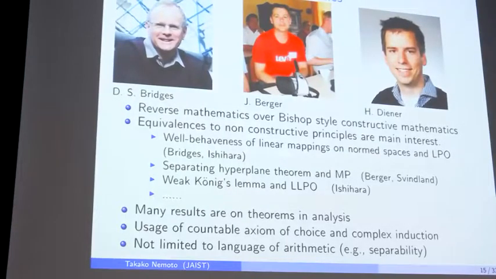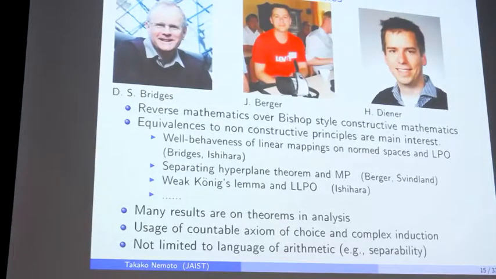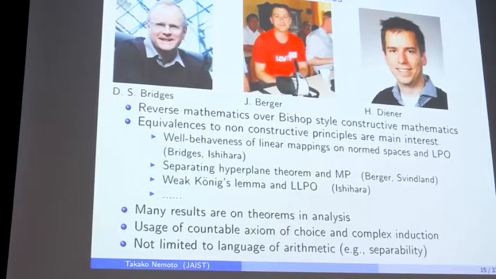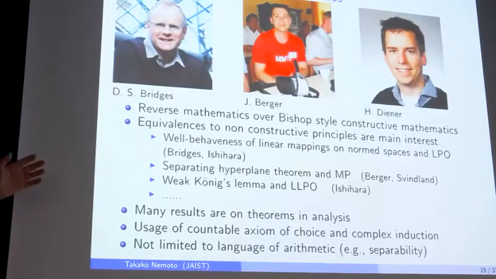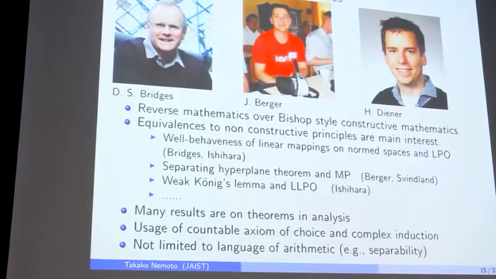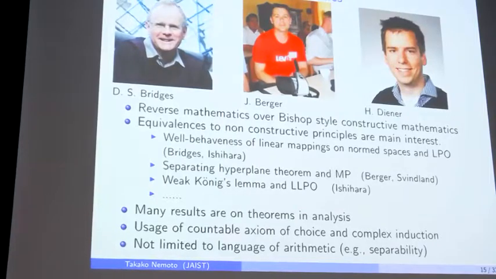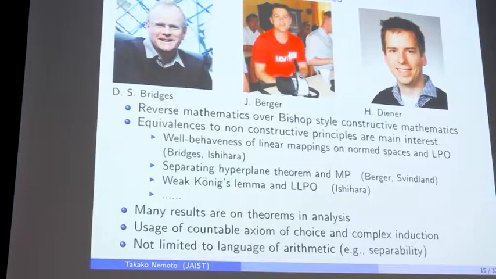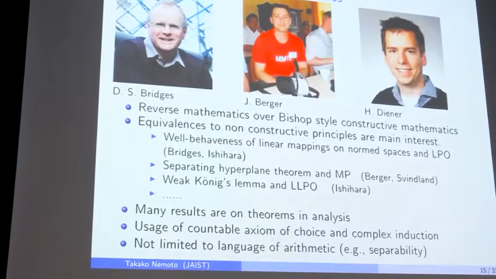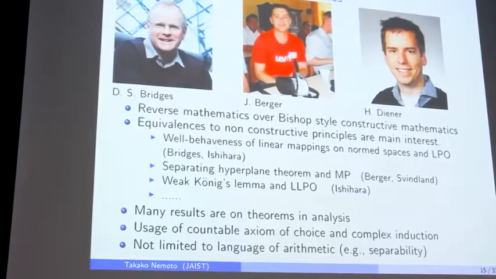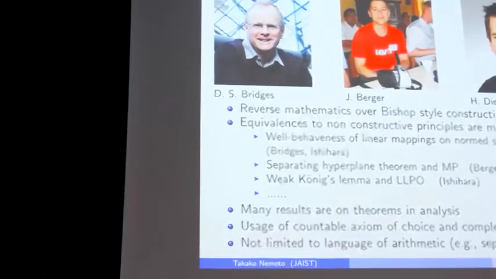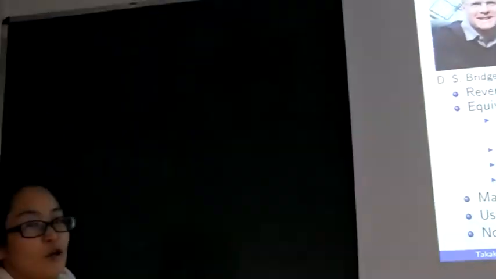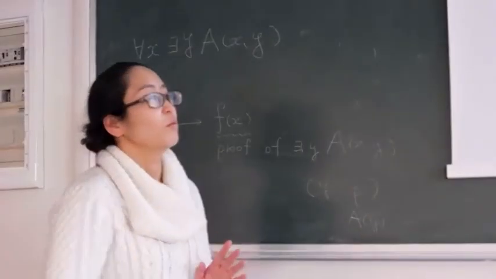They are a kind of weak form of the law of excluded middle, or related to the excluded middle law. And there are some examples. Actually, I made a list of the results of reverse mathematics over Bishop-style mathematics. It's a huge list. Most of the research is from constructive analysis, so many equivalences are developed for theorems from analysis.